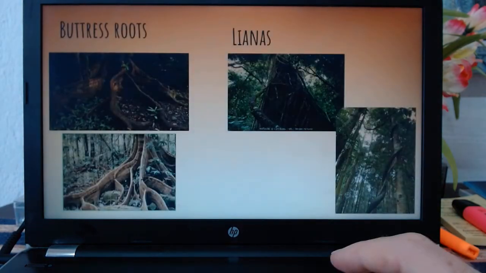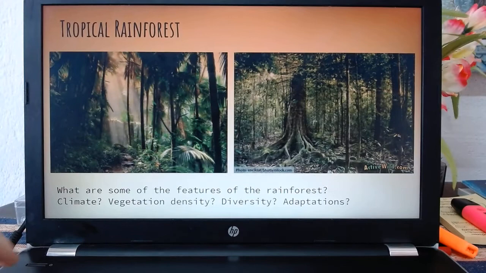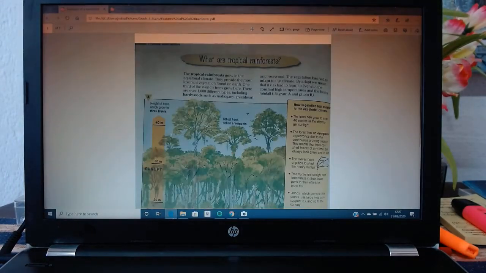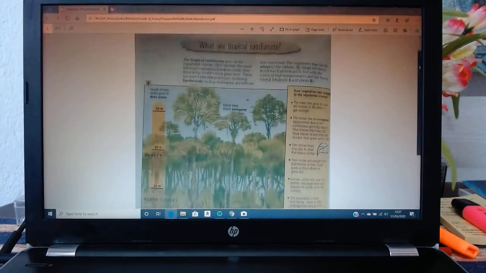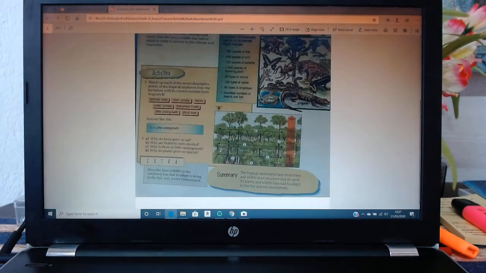Now having done that, we're going to move out of this. On Plus Portal, I've sent you 2 attachments with your assignment. Okay, what are tropical rainforests? We got this page, and we got this page.